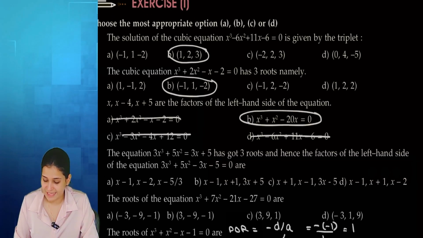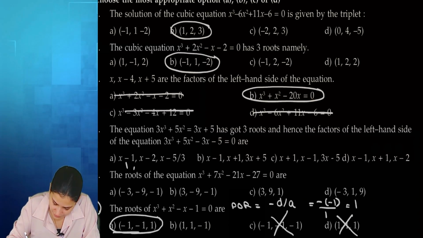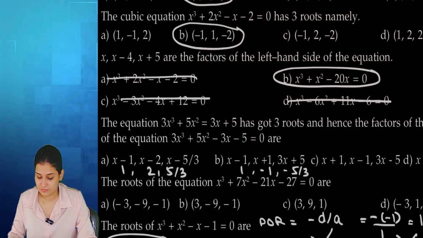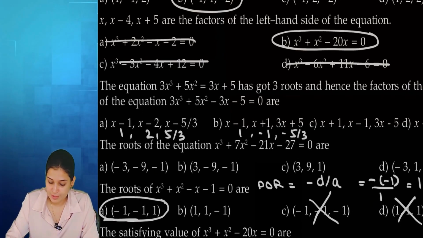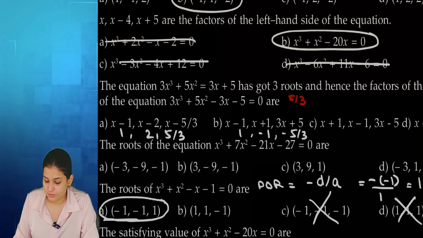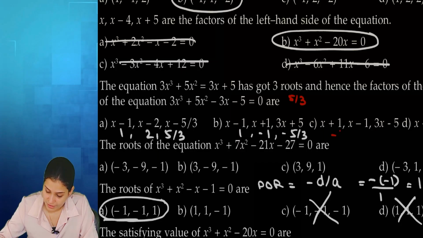Question number 4. Again trial and error. Try 1, 2, 5 by 3. Here try 1, minus 1, minus 5 by 3. Here also you can use the product of roots very easily. Here the product of the roots will come out to be 5 by 3. So minus 1, 1, 5 by 3.